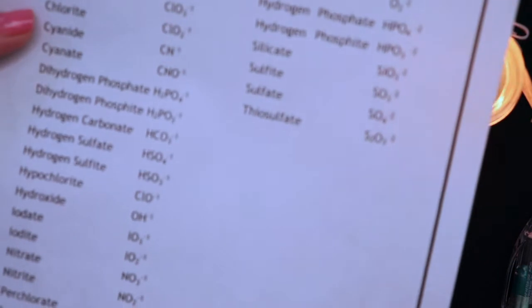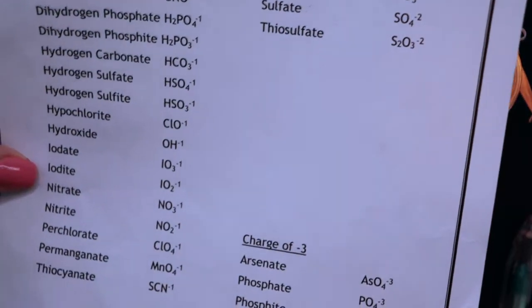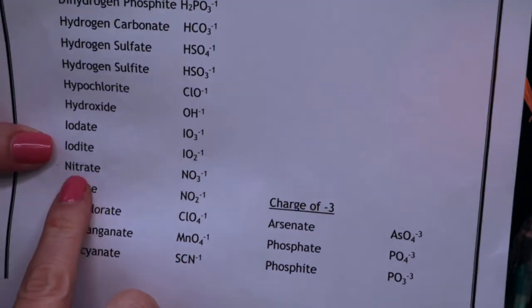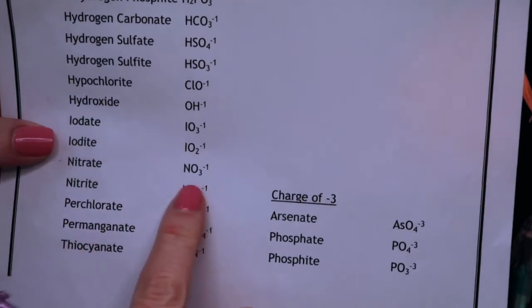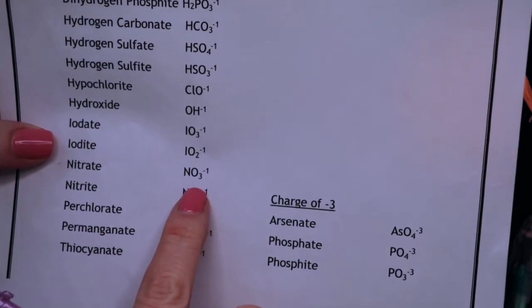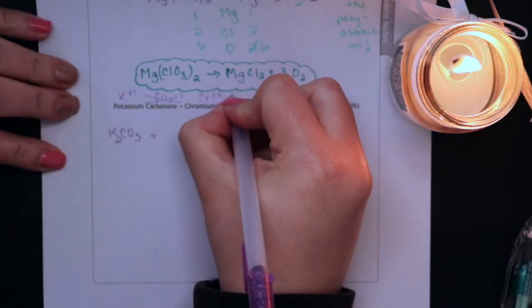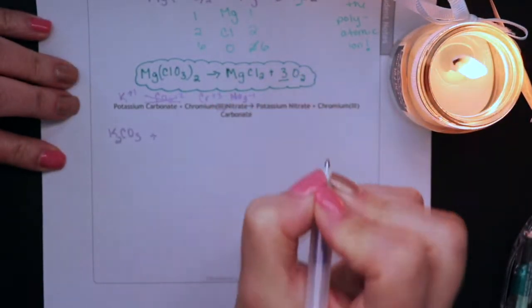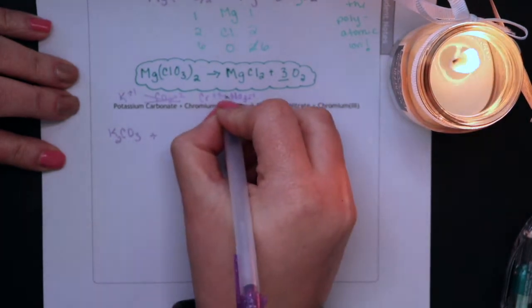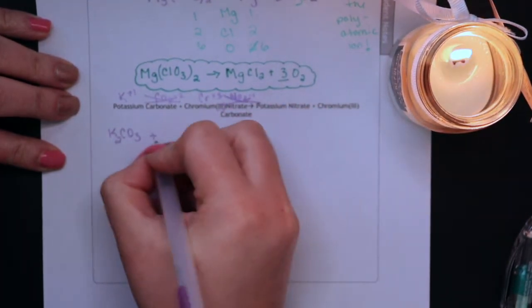Nitrate is not on the periodic table. Nitride is, but nitrate is not. So we're going to have to find that on the polyatomic ion sheet. In this case, it is NO3 with a -1 charge. We're just going to use the crossover method, and we're going to get Cr(NO3) with a subscript of 3.